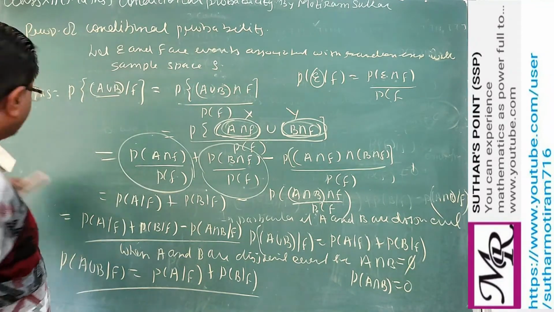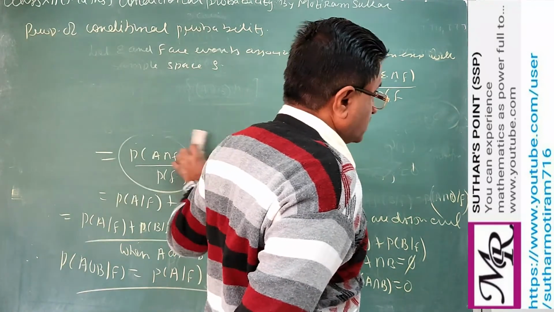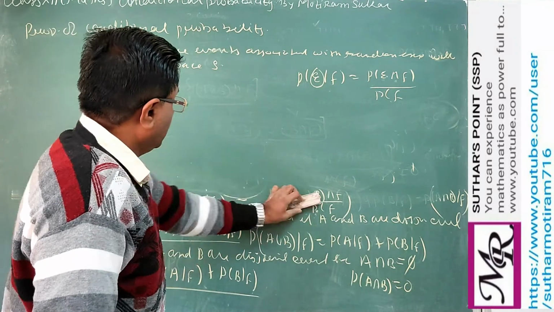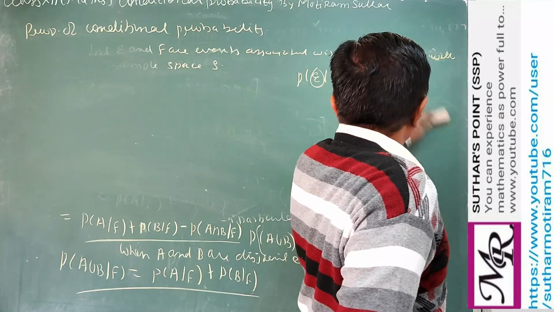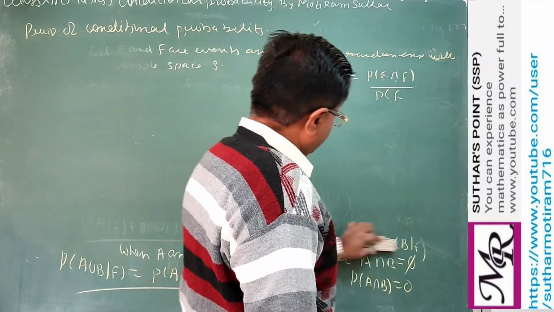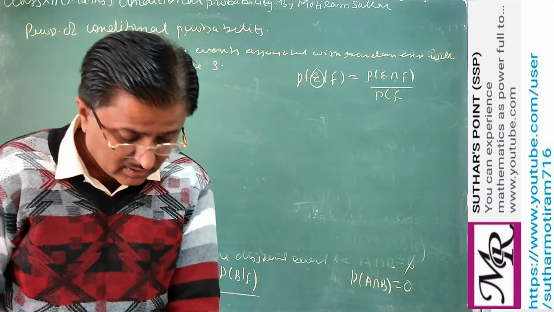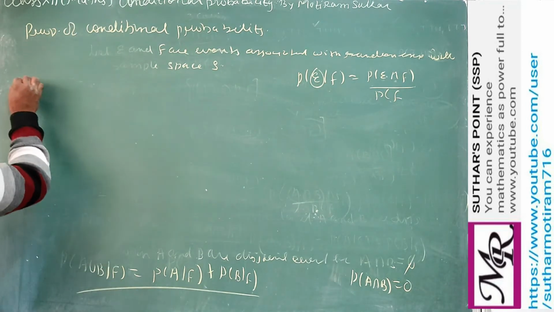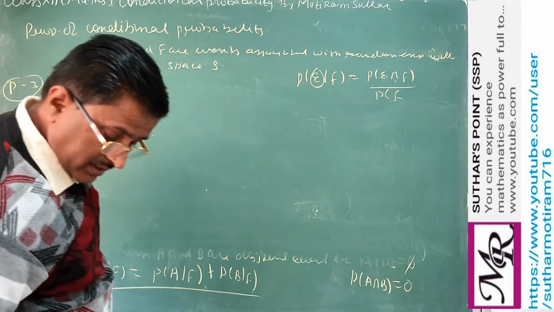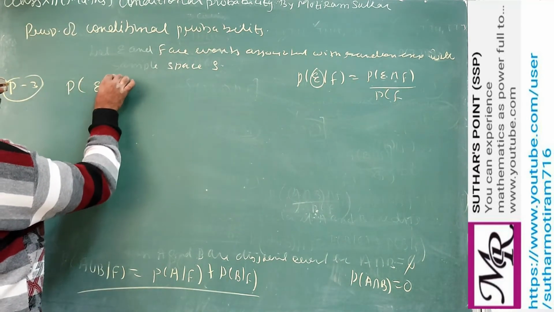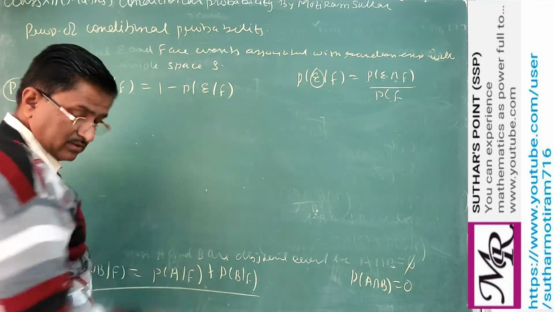Now the next property, that is the third property, we see. That is also very important. These are properties you may further use to calculate probabilities in theoretical examples or problems. The third says: P(E naught | F) equal to 1 minus P(E | F).